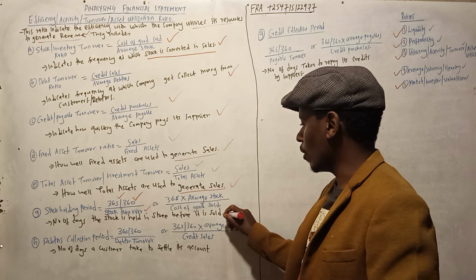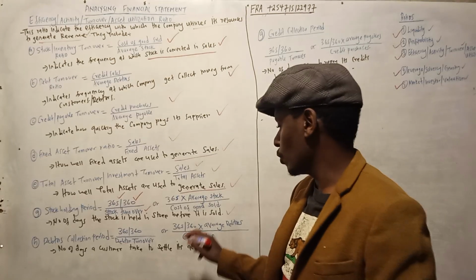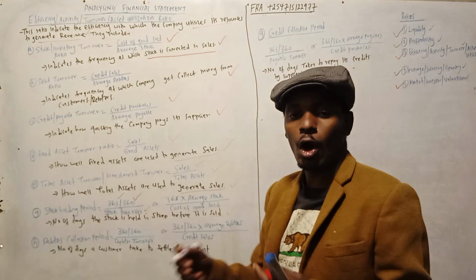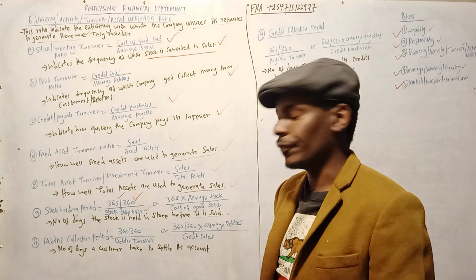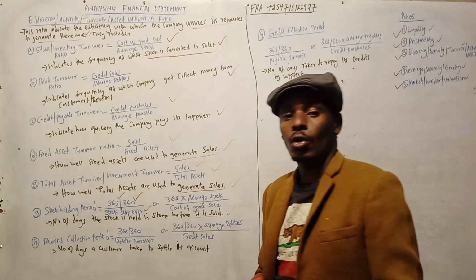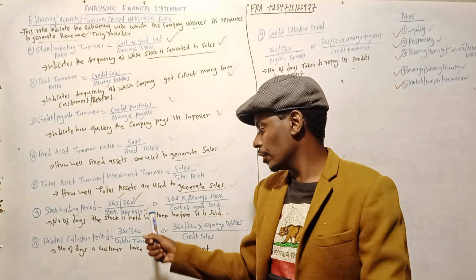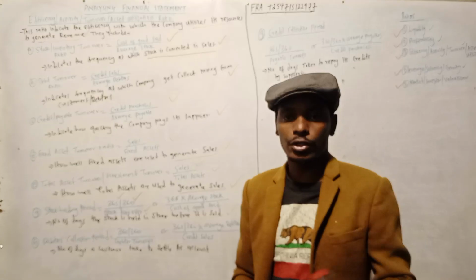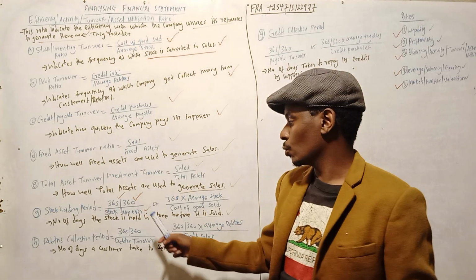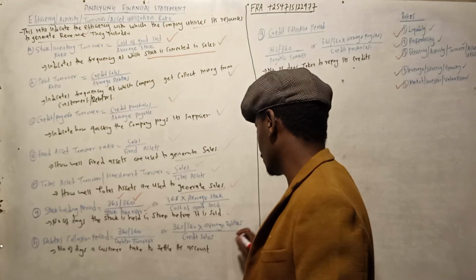Now it indicates the number of days the stock stays in the store before it is sold. So how long does it take for an inventory to be sold? That period when the stock is in the store before it is sold is what we call the stock holding period.